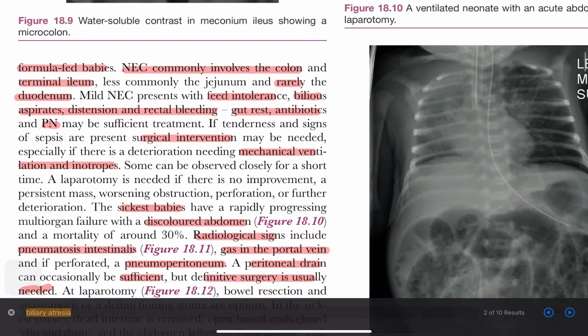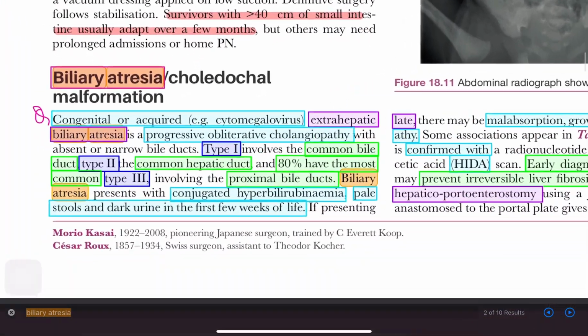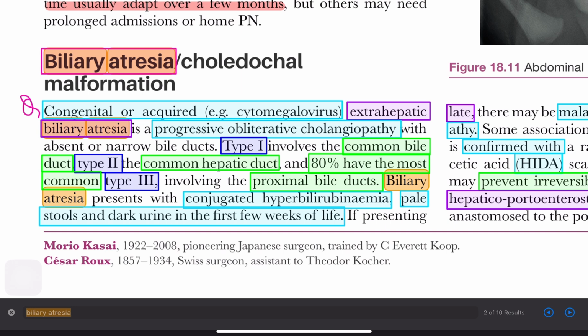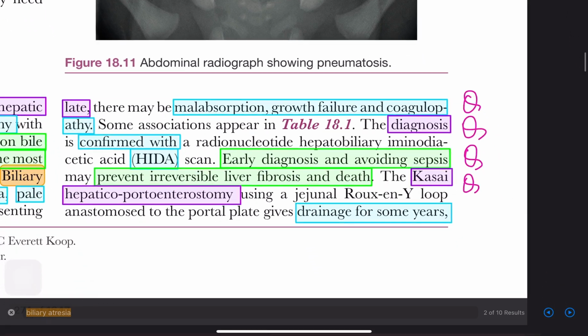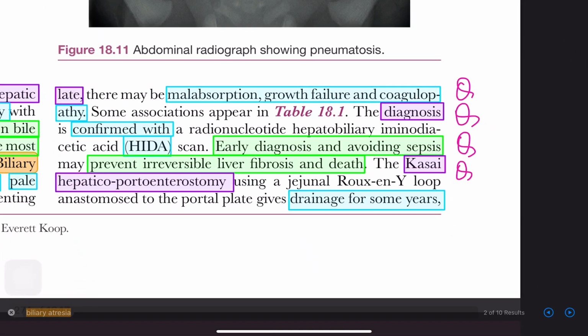Few lines from Bailey only, at a different chapter. It is a congenital or acquired disease. Infection is associated with cytomegalovirus, but in Sabiston and Schwartz it is given as rotavirus or reovirus. It is a progressive obliterative cholangiopathy, and type 3 is the most common type. The late signs are malabsorption, growth failure, and coagulopathy.